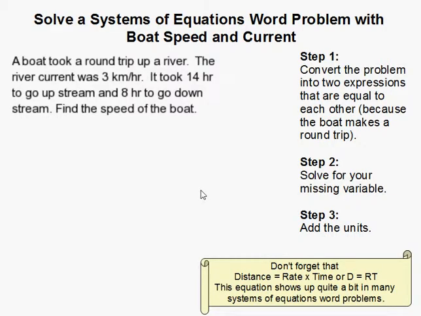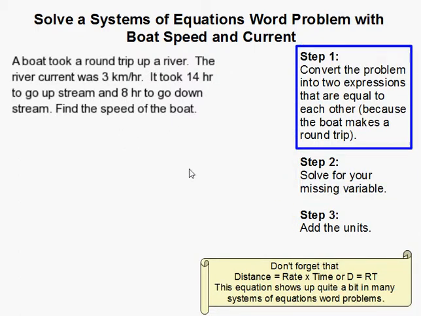How to solve a systems of equation word problem that has boat speed and current. Alright, so I'll start us off by reading the problem.